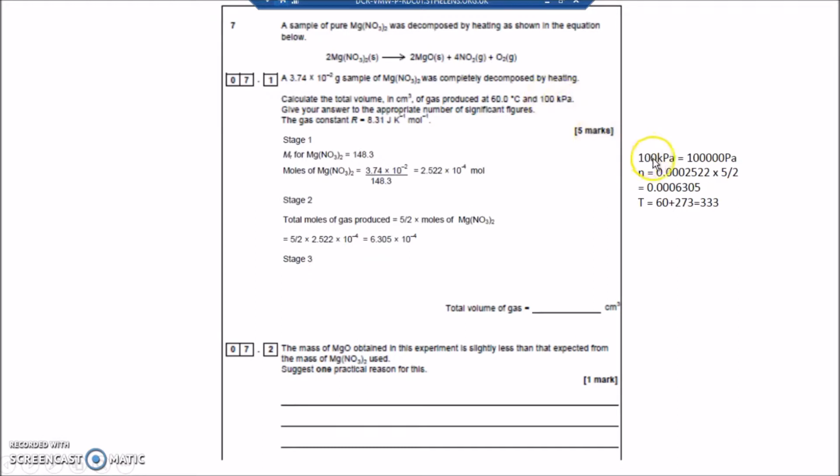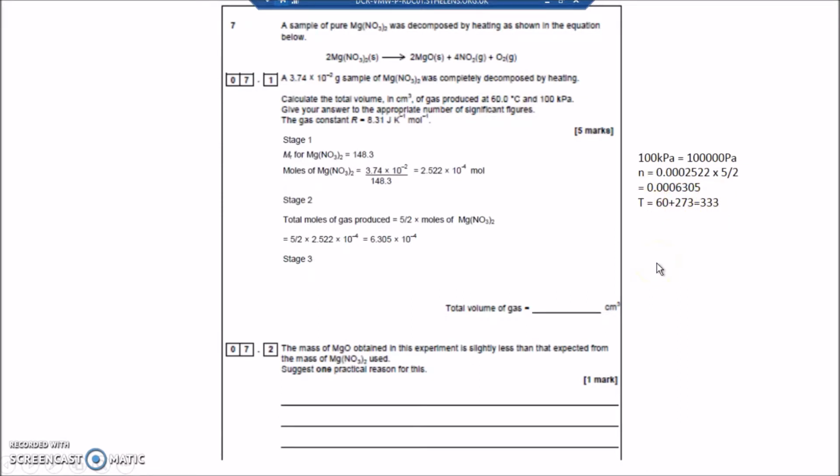It's in kilopascals. To turn a large unit value like kilopascals down into a smaller one like a pascal, I multiply by 1,000. So 100 kilopascals is 100,000 pascals. n I've just worked out as 6.305 times 10 to the minus 4, or 0.000630. Temperature is 60 degrees C. It needs to be in Kelvin, so to convert degrees C into Kelvin, add on 273. That works out as 333.